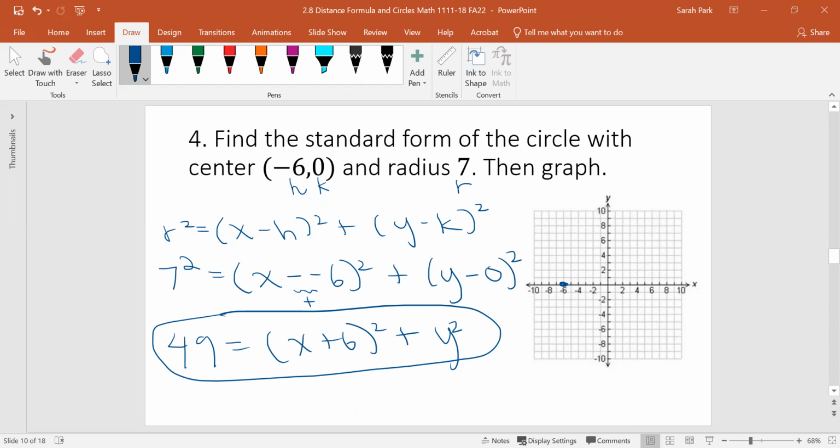So I'm going to go up 2, 3, 4, 5, 6, 7 up, and then right 7 units, down 7 units, and to the left 7 units. It's off the coordinate plane, but you guys get the idea. So here, my circle is not so perfect, but here's a standard form with circle center (−6, 0) and radius 7.